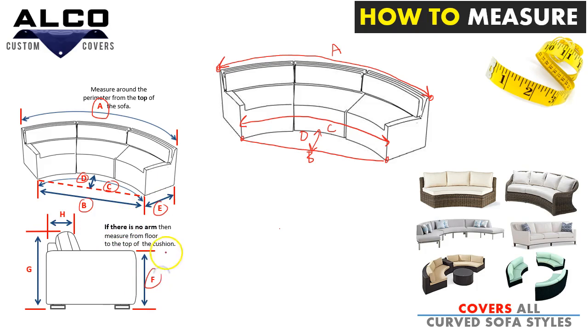Now your F, your sofa may or may not have arms. If it doesn't have an arm, then you would just measure from the top of your cushion. So we'll just draw a little imaginary cushion here. So really what we're after here is the tallest point, whether that's the arm or if it's the cushion. So F will give us that dimension.